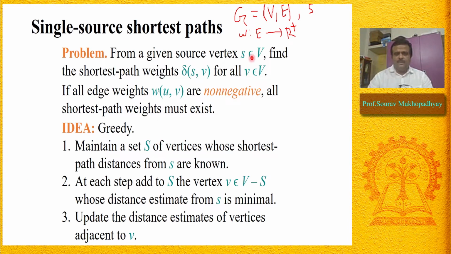Okay, so this is the problem. We are given a directed graph V comma E, with a weight function on each of the edges, which will not create any negative cycle. That is why we are assuming all the weights are non-negative for all the edges. We have a source s, which is a vertex, and we have to find delta of s comma v, which is the output. That is, for all other vertices we need to get the shortest path from s to those vertices.